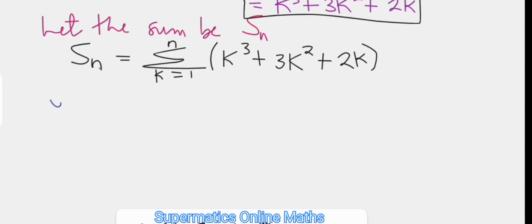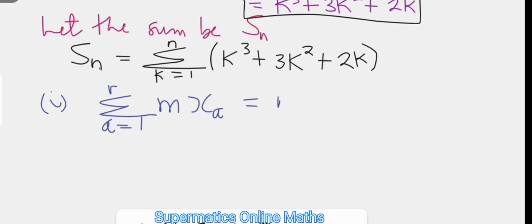Now we are going to make use of very important properties of the summation notation. One of them is when we are looking for the sum, say a equals 1 to r of the constant m multiplying the variable xa. This is the same thing as the constant times the sum from 1 to r of the variable xa.